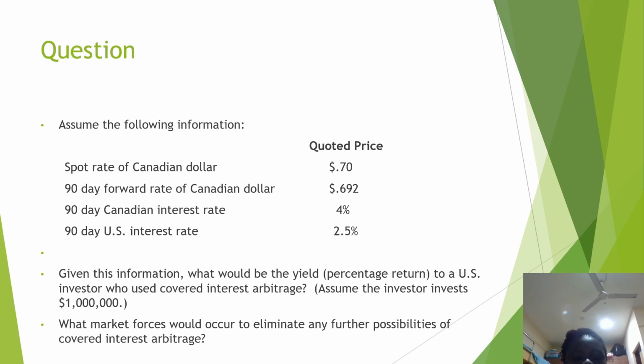So let's see a question. So we have the spot rate of Canadian dollars to be 0.7. The 90-day forward rate of Canadian dollar is 0.692. The 90-day Canadian interest rate is 4%, and the 90-day US interest rate is 2.5%.